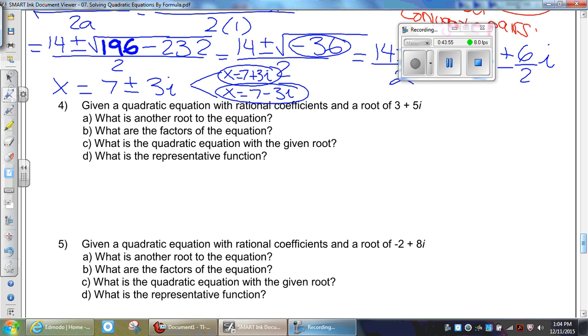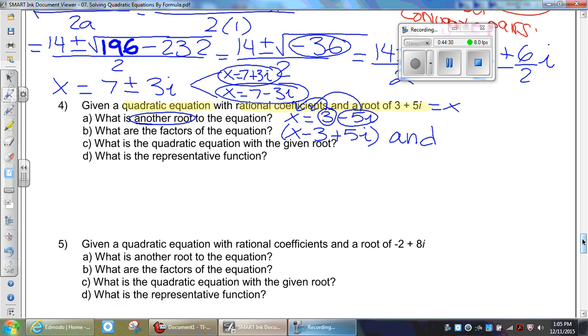Given a quadratic equation with rational coefficients and a root of 3 plus 5i, the way we solve this, well, to answer the first question with another root, remember the complex conjugate pair, so the other root will be 3 minus 5i. What are the factors of the equation? So the factors of the equation will be x, I take this positive 3 across, it will be negative 3. I take this negative 5i across, so it will be plus 5i. And the other factor is the one that comes from the 0 here, so that will be x minus 3 minus 5i. Those are the two factors.